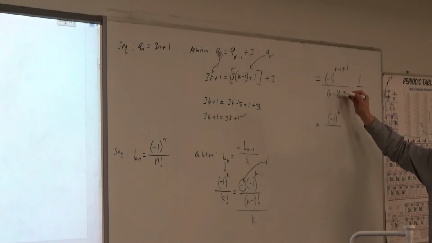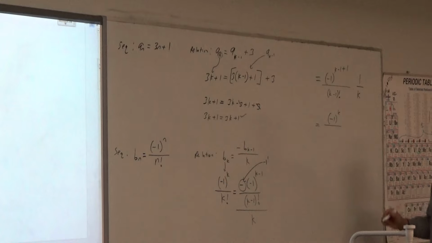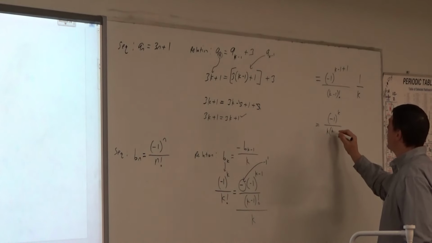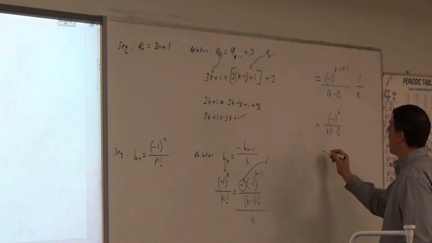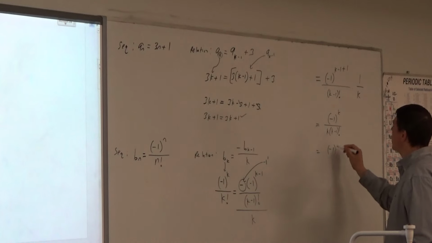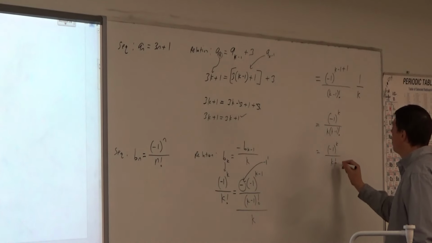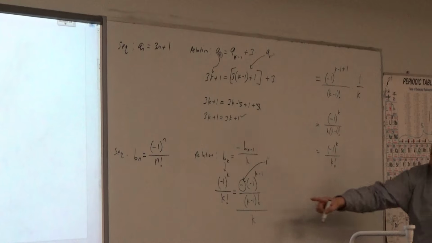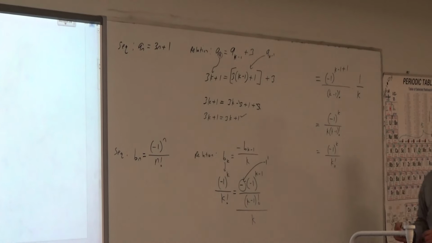So this is every term, or every factor up to k minus 1, and this is the k. So if we wrote it like this, k times k minus 1 fact, that's really the same as just k factorial. And that indeed gives us what we're looking for, the b sub k. Okay, so it does work out nicely for this one.